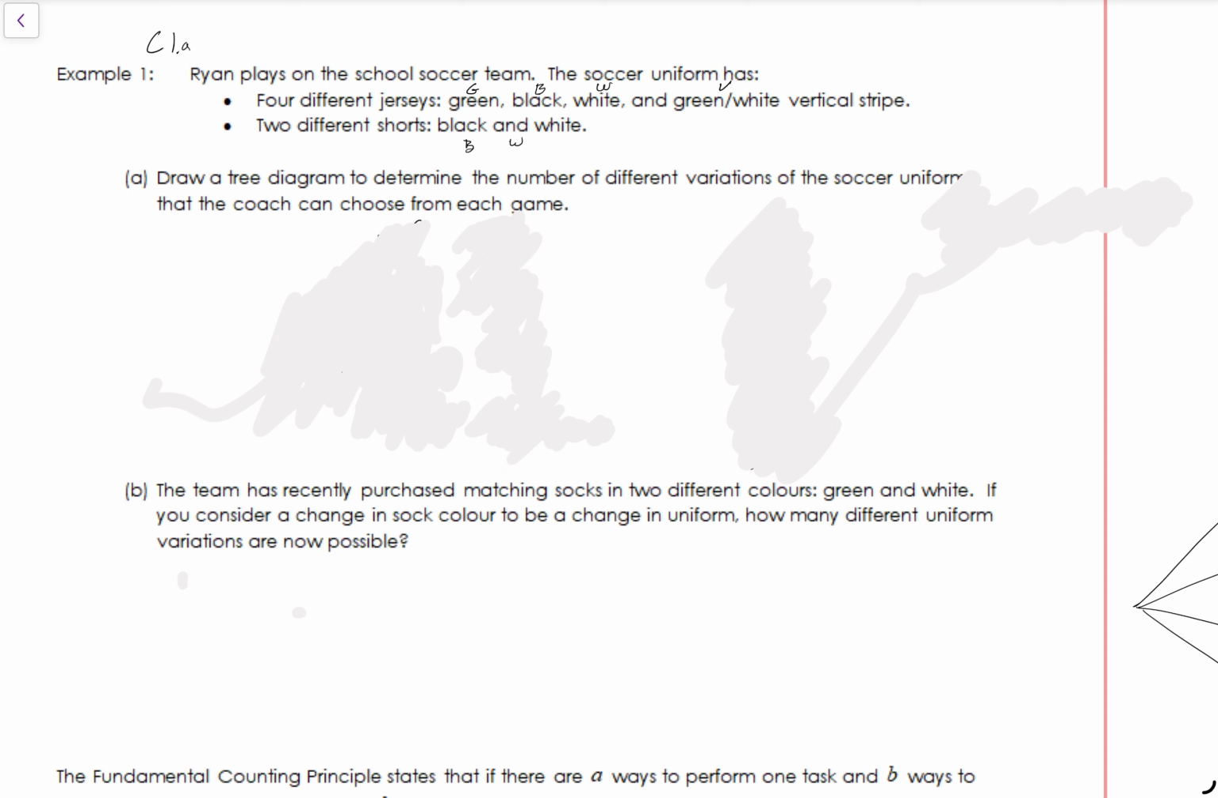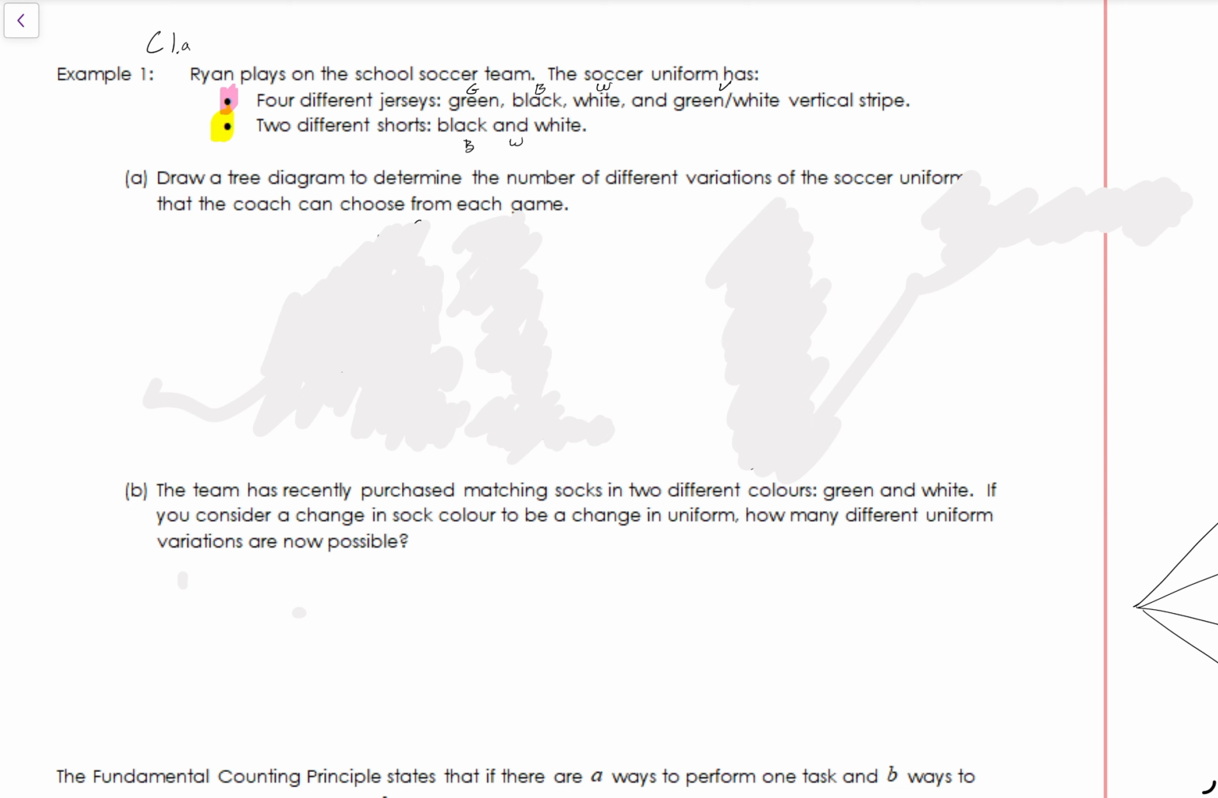And the soccer uniform has 4 different jerseys. So we're going to talk about 2 different decisions we need to make, or 2 different events. So you have 4 jerseys. So we are going to decide between 4 jerseys: green, black, white, and vertical stripe. So I have denoted these G, B, W, and V. And then the next thing we need to do is decide between 2 different shorts, black and white.